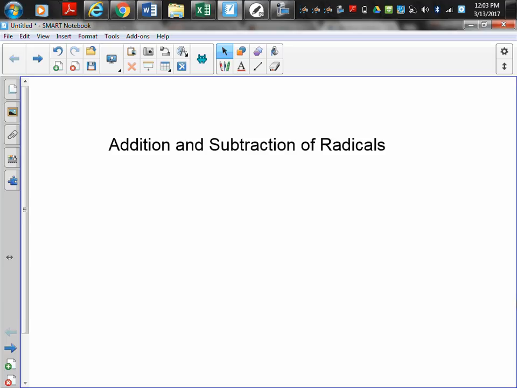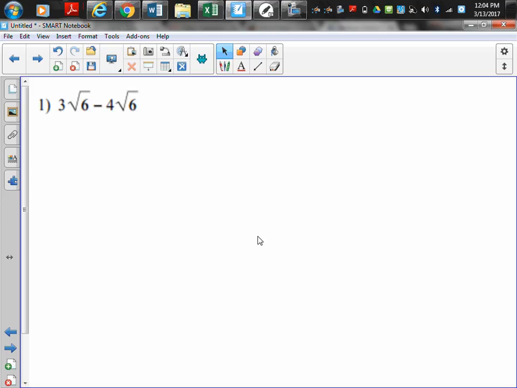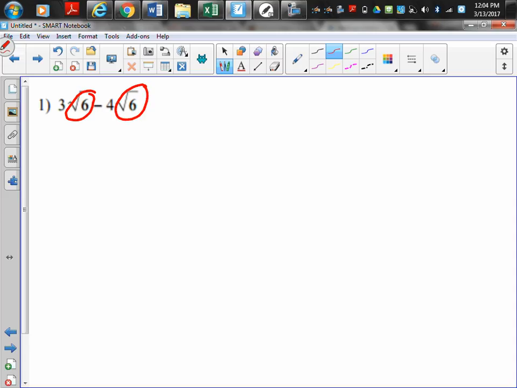So we're starting with the addition and subtraction of radicals. Addition and subtraction of radicals. First thing, the whole root piece, this piece right here, and this piece right here, have got to be the same.